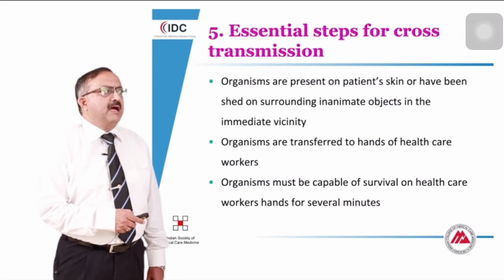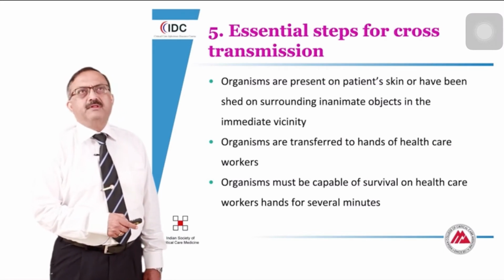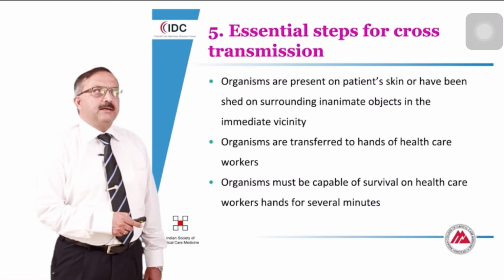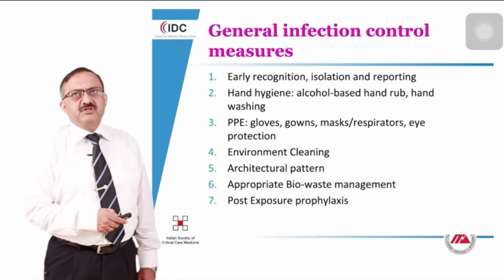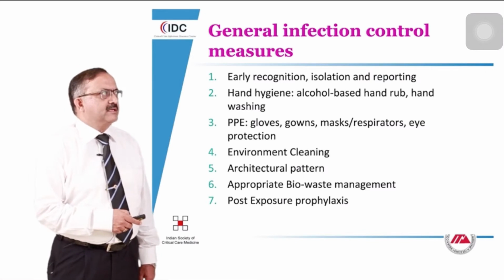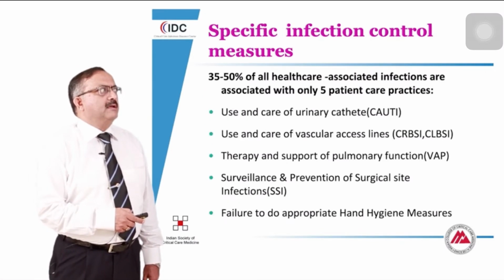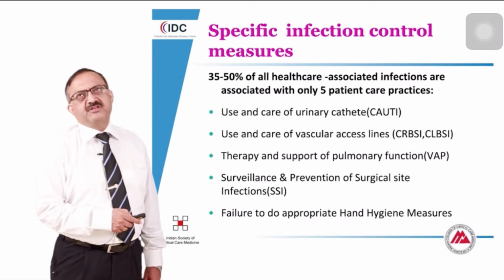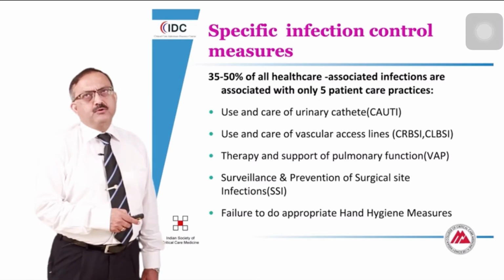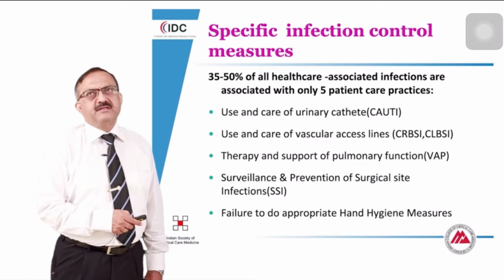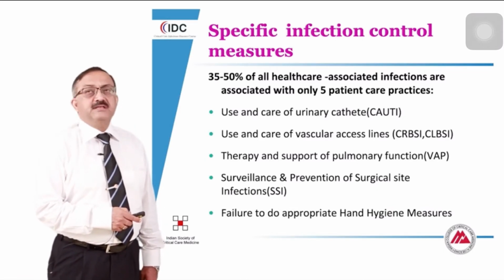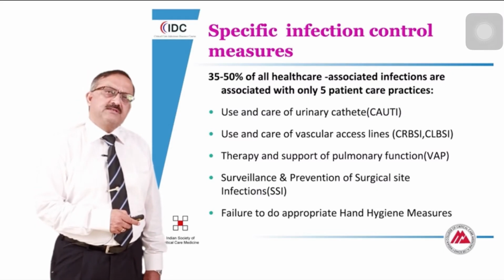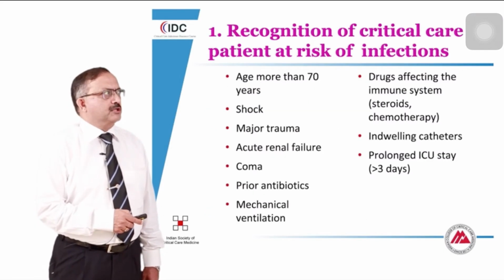Contaminated hand comes in direct contact with another patient or inanimate object that may come in contact with the patient. These are the steps of cross transmission of infection. I will be talking of the general infection control measures under the following headings already discussed, and the specific infection control measures which relate to specific procedures, from catheters to IV lines to central venous lines and surgical site infections, will be discussed separately in another lecture.